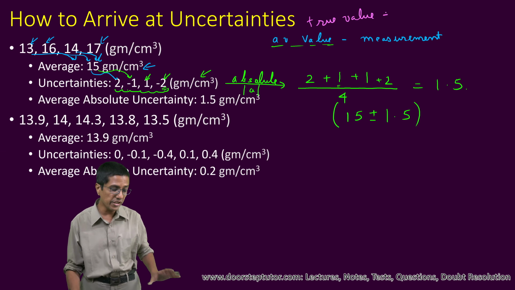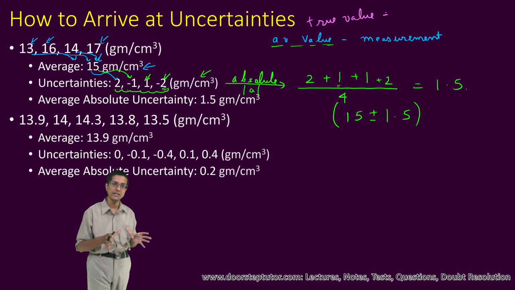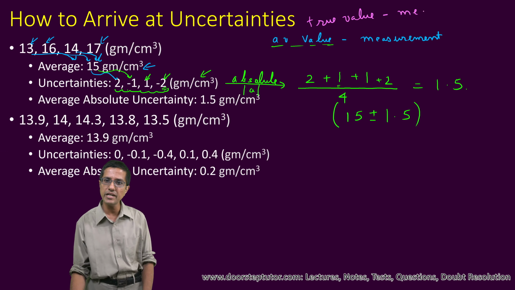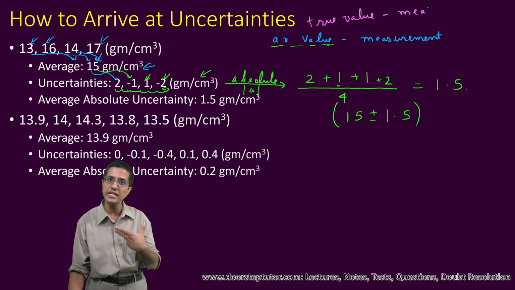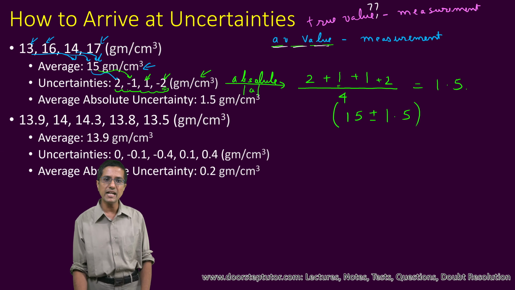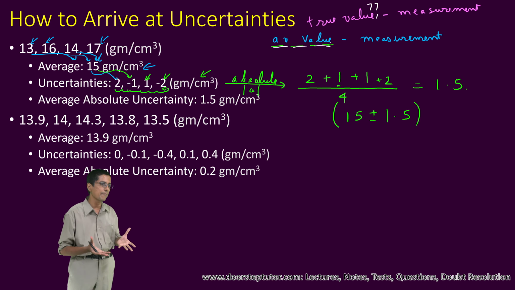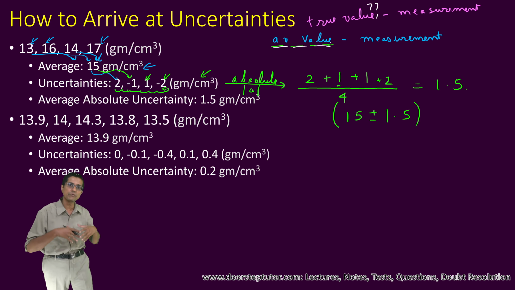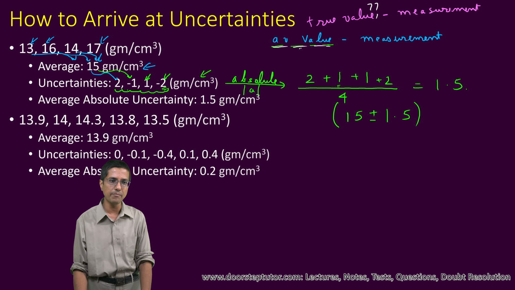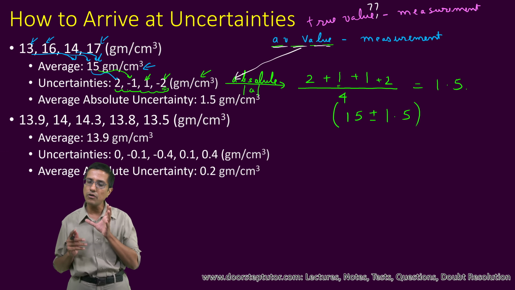If I knew the real length, if I knew the real density, my error in measurement would be my real value minus the measurement. You would agree, right? That is the real error that I am committing during the measurement. But of course, we don't know the true value. So we say that our average value is our best approximate, our best guess of the true value, and we use it to compute the errors in the measurement, or the uncertainties in each of the measurements.